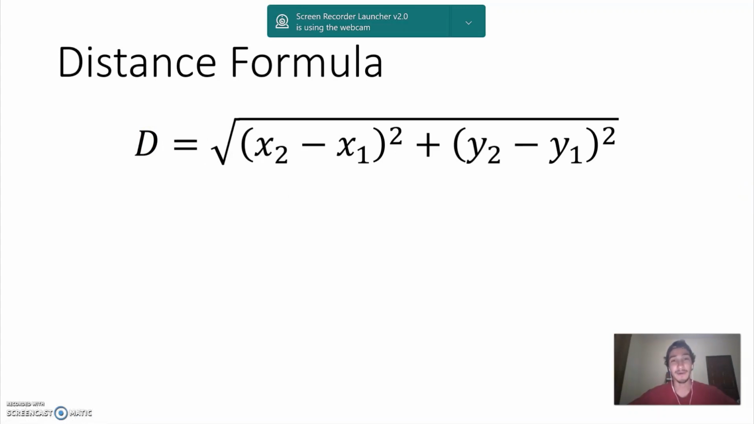All right, so the next thing we're going to discuss is the distance formula. Now, hopefully you guys remember this from geometry, but in case you don't, let's go over it. All this is saying is that the distance between two points (x1, y1) and (x2, y2) is going to be equal to this formula. So d is equal to the square root of (x2 minus x1) squared plus (y2 minus y1) squared.